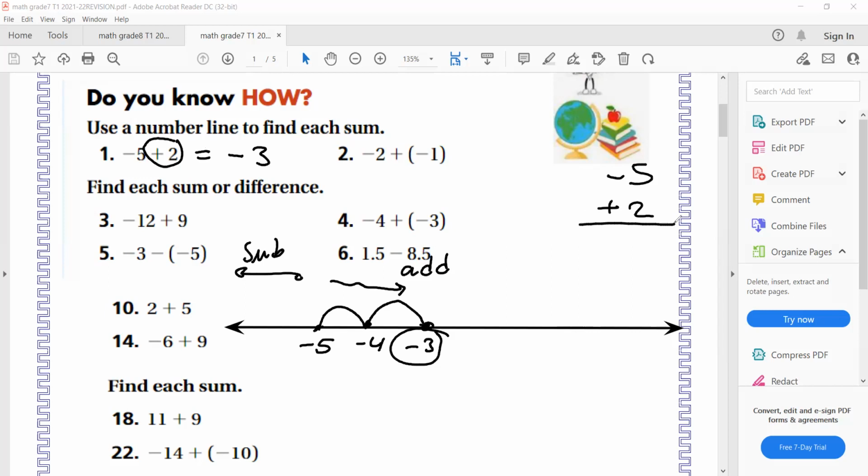-5 plus 2, my dear. I have two different signs, then subtract. 5 minus 2 equals 3. Which is bigger, my dear, 5 or 2? 5. Which sign does the bigger number have? Minus, so the answer will be minus.